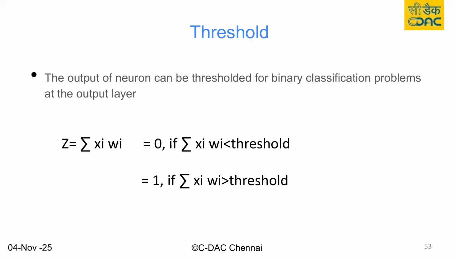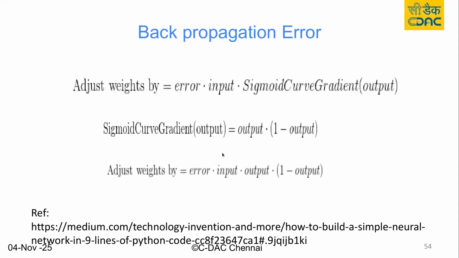So the output of a neuron can generally use a threshold for a binary classification problem. A binary classification problem means there are only two classes, for example normal and abnormal in the case of X-ray. But if you are classifying 14 diseases, then it is not a binary classification problem. In the binary classification problem, we can use a threshold. If the output value is greater than 10, then it is normal. If it is less than 10, then it is abnormal. Something like that, you can design your neural network.